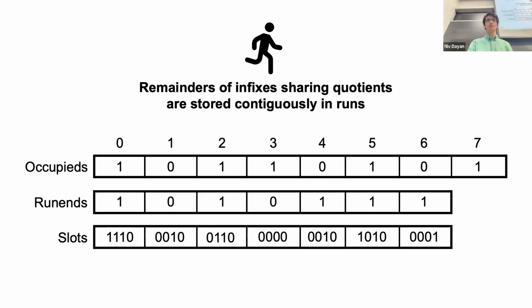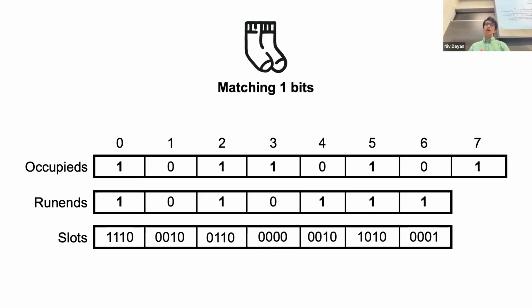Okay, so that's the general structure. This way of laying out this data is kind of nice in the sense that you now have matching 1 bits. So every 1 bit in the occupied bitmap is basically telling you that you have an infix with that quotient, and that's automatically telling you that you must also have a run corresponding to that quotient, right? So there must be a corresponding 1 bit in the run-ins bitmap. So you get a matching like so.